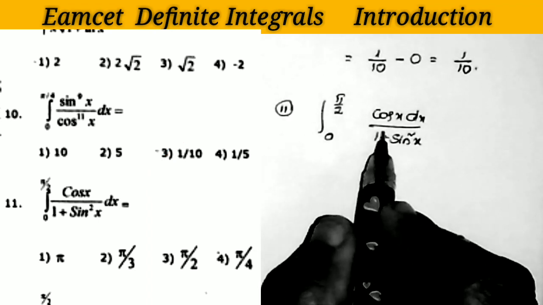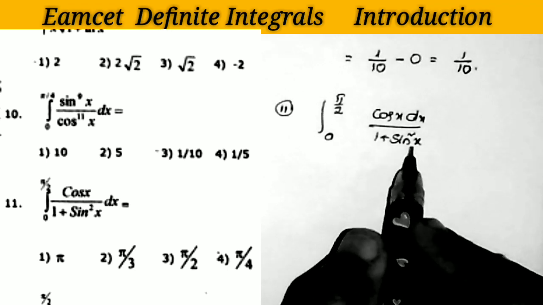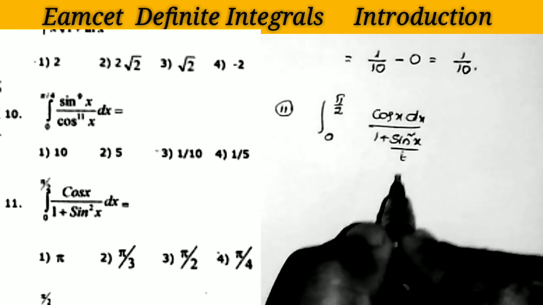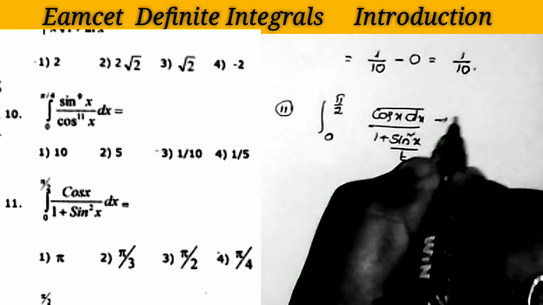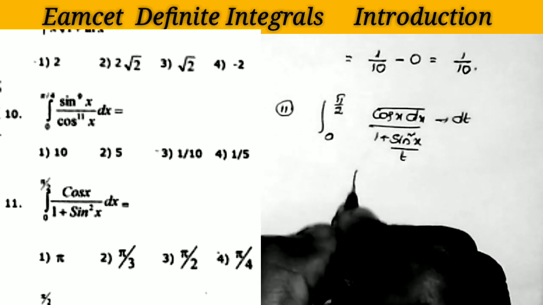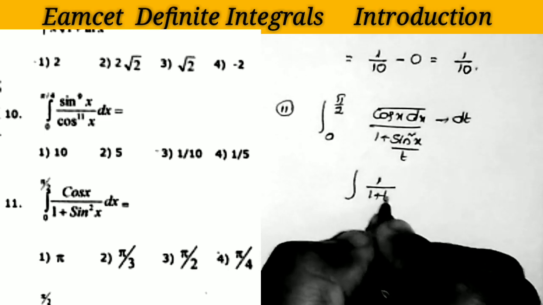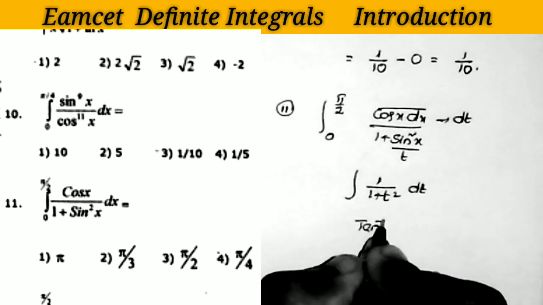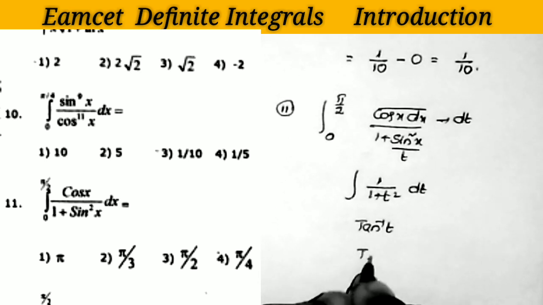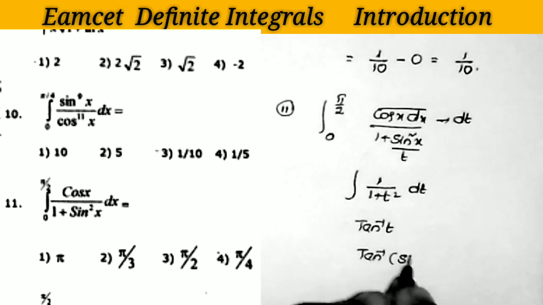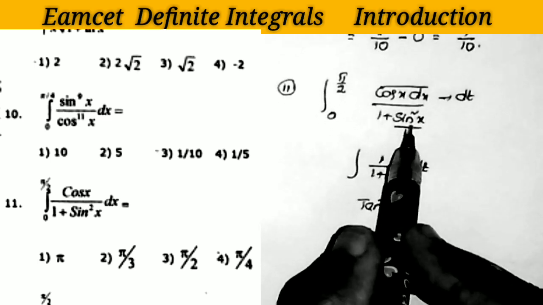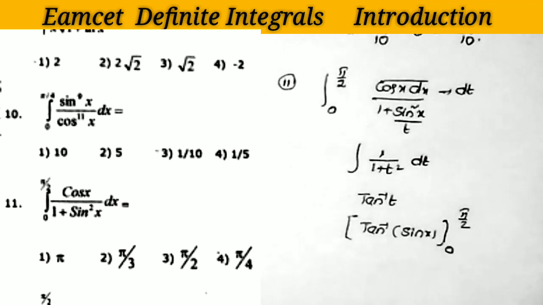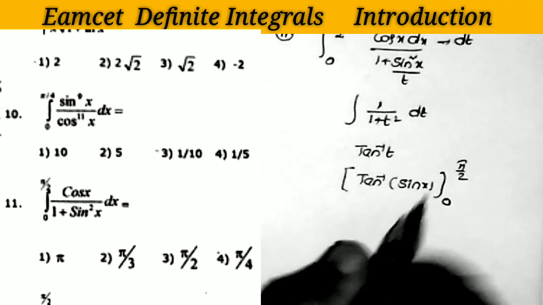Integral 0 to pi by 2 cos x into dx by 1 plus sin square x. To find the integration, first I take sin x equal to t. Then cos x into dx is equal to dt. Now the integral becomes 1 by 1 plus t square into dt, and the answer is tan inverse t. Replacing the t value, that is tan inverse of sin x, since t is only sin x. After substituting the t value, we have to replace the limits values. Now I take the limits values here.